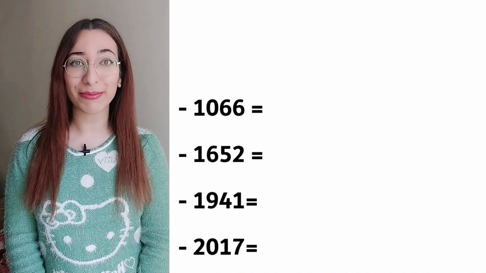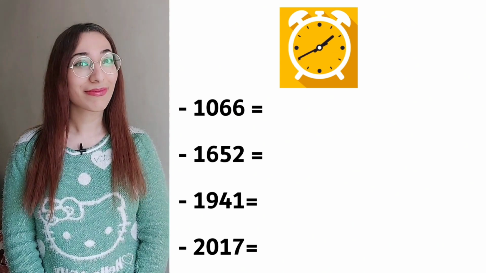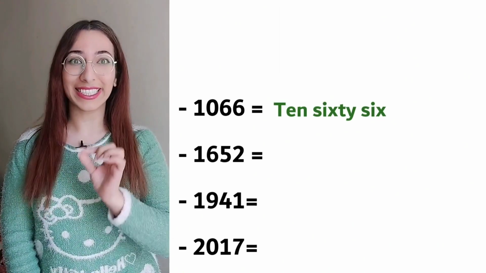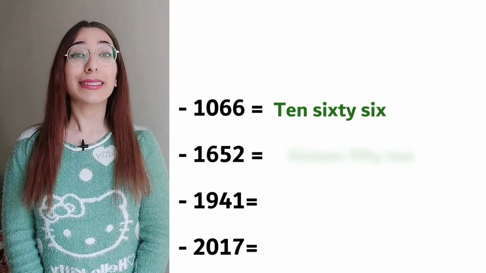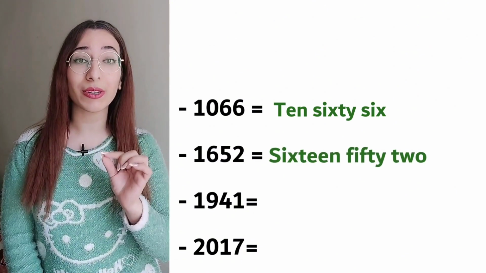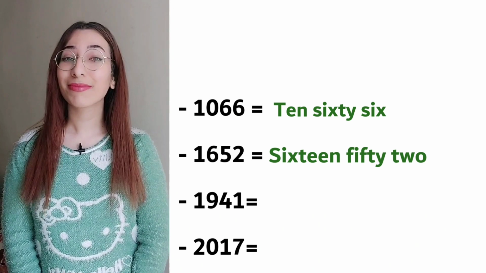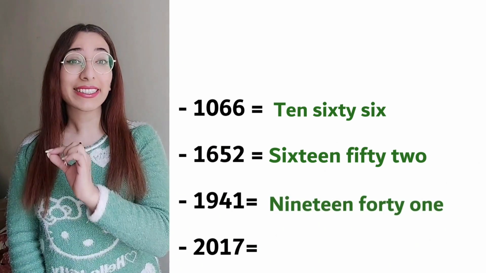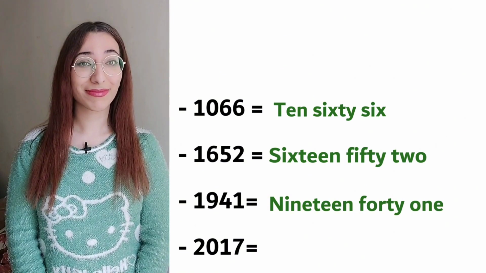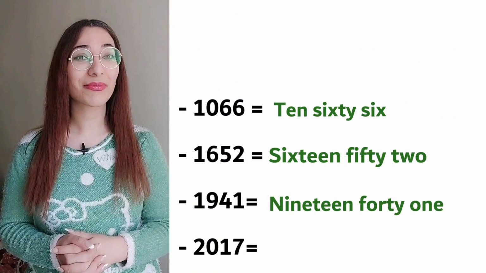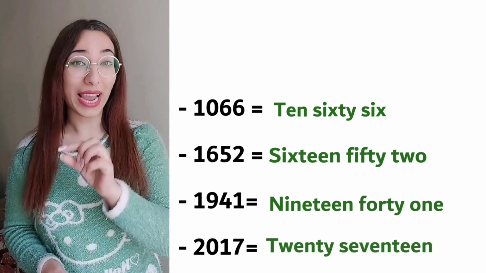How to read them? 1066. 1652. 1941. How about this one? 2017. How to say the years after 2000?